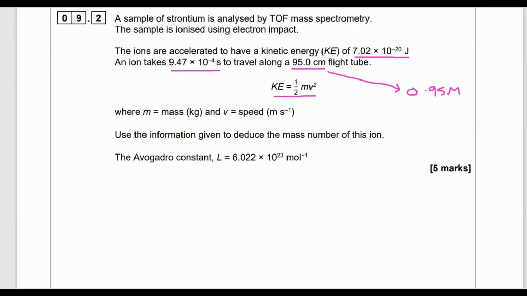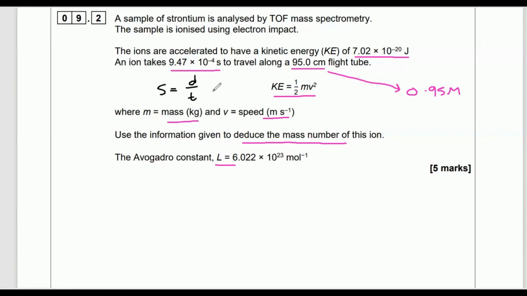Kinetic energy is half times mass times velocity squared, where mass is in kilograms and velocity is in meters per second. Now we're going to need the speed calculation. Normally for these time of flight calculations, you'll need speed equals distance over time as well. So once again, mass is going to be in kilograms, so that's going to be important. You'll probably need a conversion there, and speed is in meters per second. That reminds us that we need to convert that distance from centimeters to meters. So if you're wondering why I converted that, that's the reason.